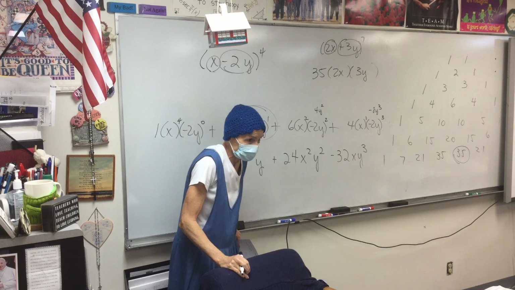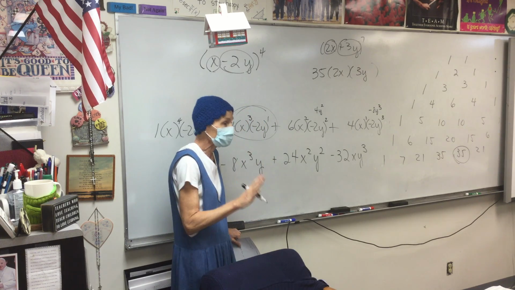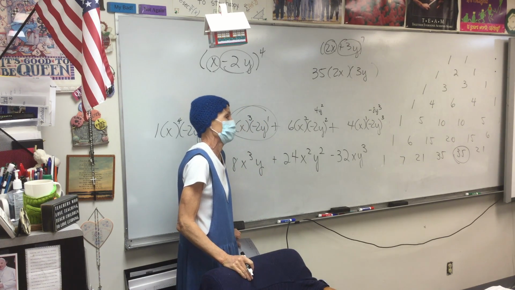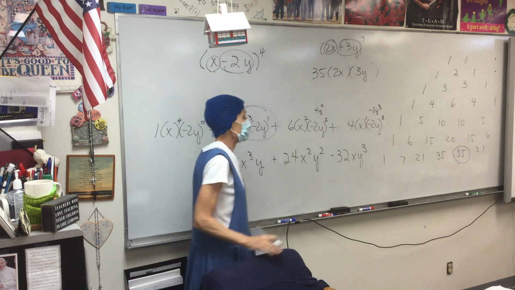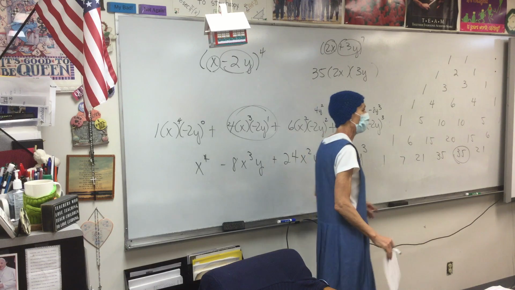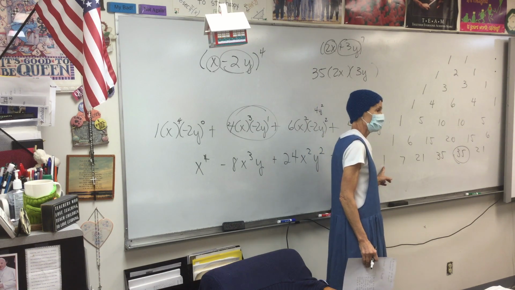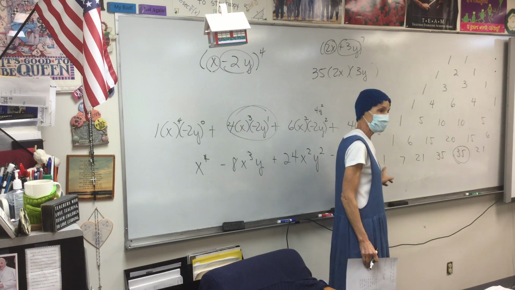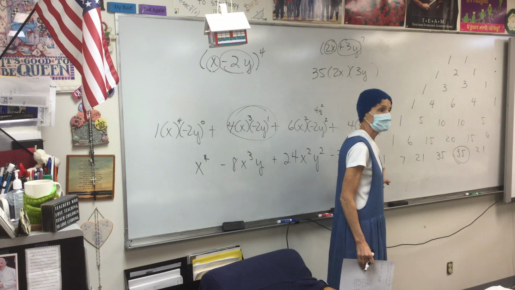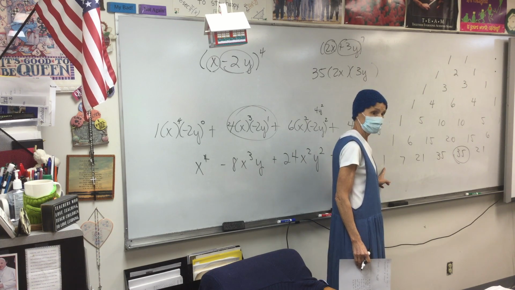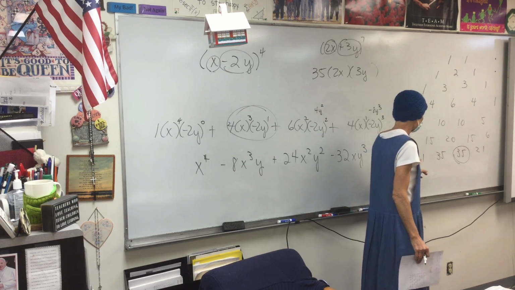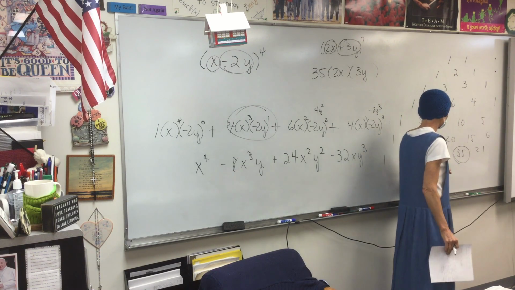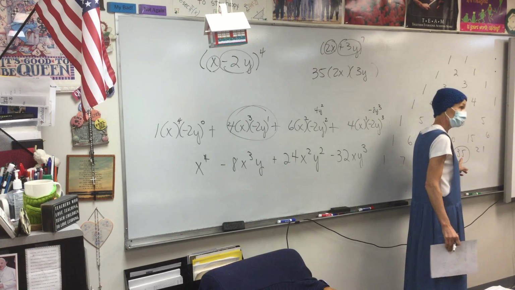Now, the only thing missing at this point is what? The exponent. If you wrote out the whole row, your x's would start right here with x to the 7th, and this would be x to the 6th, 5th, 4th, 3rd.